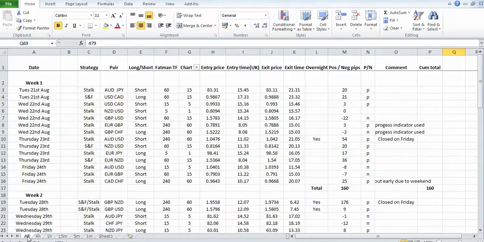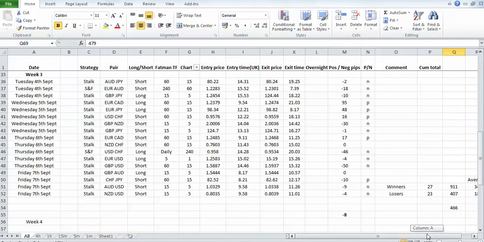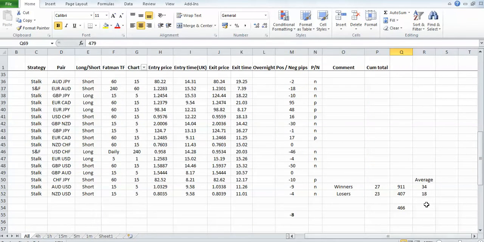So in total terms so far, over 3 weeks, we have 27 winners, 23 losers, 911 pips profit, 407 loss. Most importantly, average pip profit 34, average pip loss 18. They're the numbers that are important.